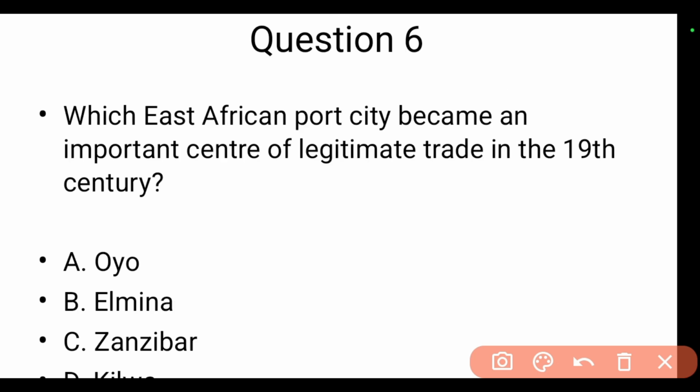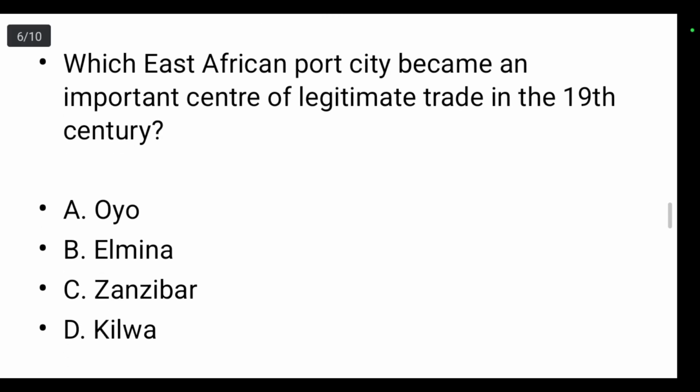Question number 6. Which East African port city became an important center of legitimate trade in the 19th century? A. Oyo. B. Elmina. C. Zanzibar. And D. Kilwa. Okay, the right answer is Zanzibar.